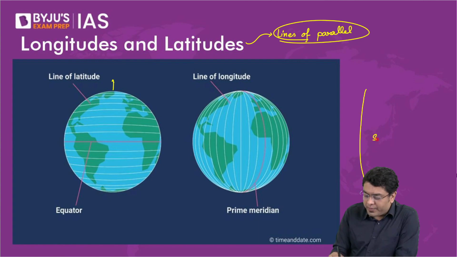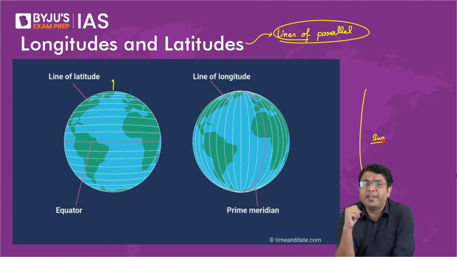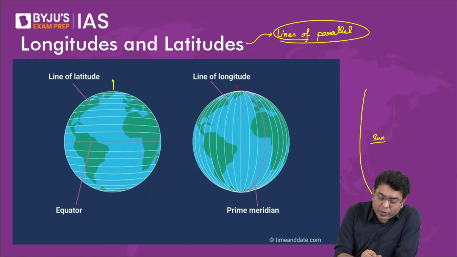Karthik, what is your question? Please let us know. Suppose you have the sun. Now the planet is rotating from west to east.